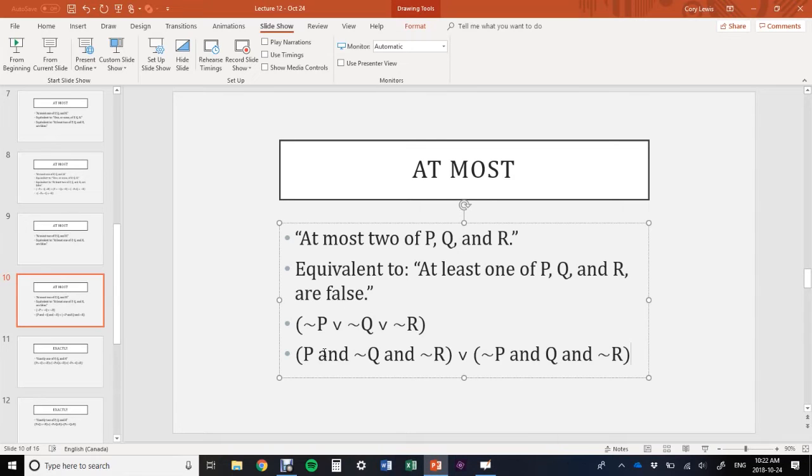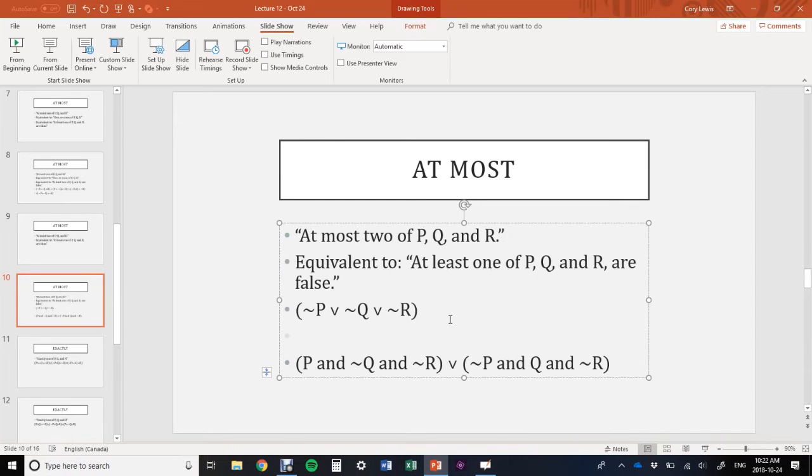Yeah? Would that also be equal to not P and Q and R? Yeah. So if we had a not P and Q and R, that just says it's not the case that all 3 are true. Good.